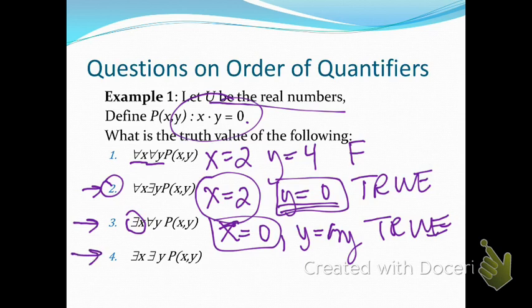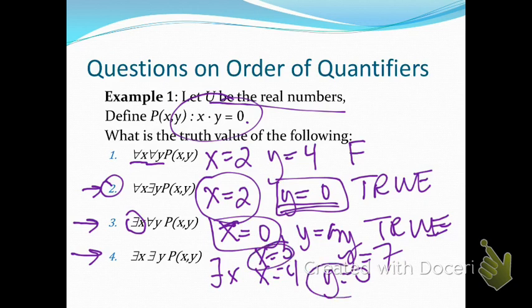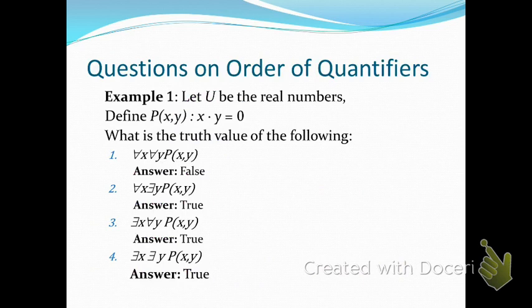Our last one: there exists an x, there exists a y. Let's just choose one. There exists an x, let's let x equal 4. There exists a y, it happens to be 0. Or vice versa, there exists an x equals 0 and y could be 7. It doesn't matter, because there is at least one, we know in one of these cases one of the two would have to be 0. But since that exists, this statement will be true. So here are your solutions for this slide.